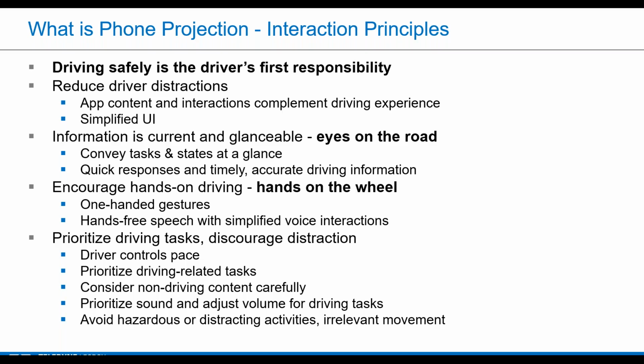So we try and restrict to one-handed gestures or ideally hands-free speech with simplified interactions. And then finally, we prioritize the driving tasks and discourage distraction. That's done by the driver controlling the pace, prioritizing driving-related tasks. So non-driving content has to be considered very carefully, and we prioritize sound and adjust the volume for driving tasks. And lastly, to avoid hazardous or distracting activities, we remove any irrelevant movement.